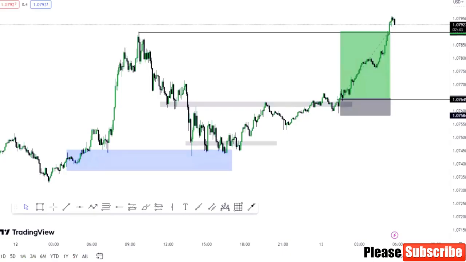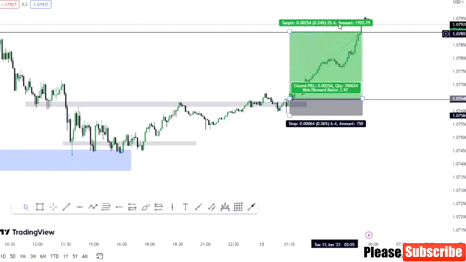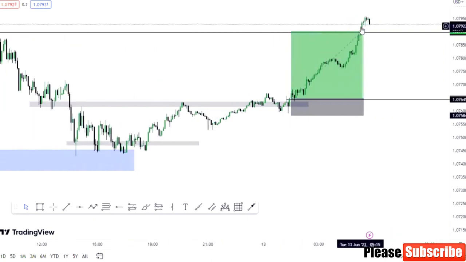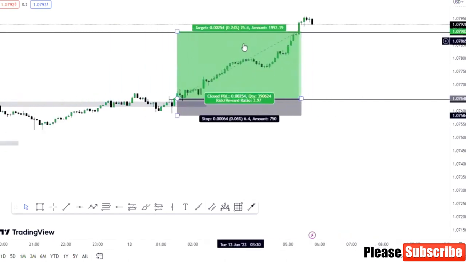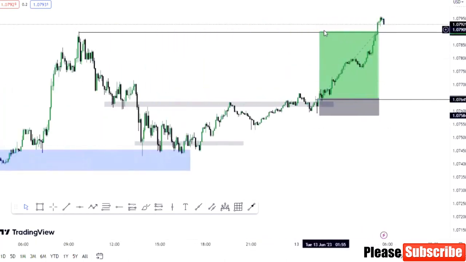Hey guys, so as you can see, the weak highs here have already been swept. You can see the weak highs here were already swept. It was swept clean with a big candle. And overall, I closed this trade for 1 to 4. And like I told you, the weak highs always get swept.